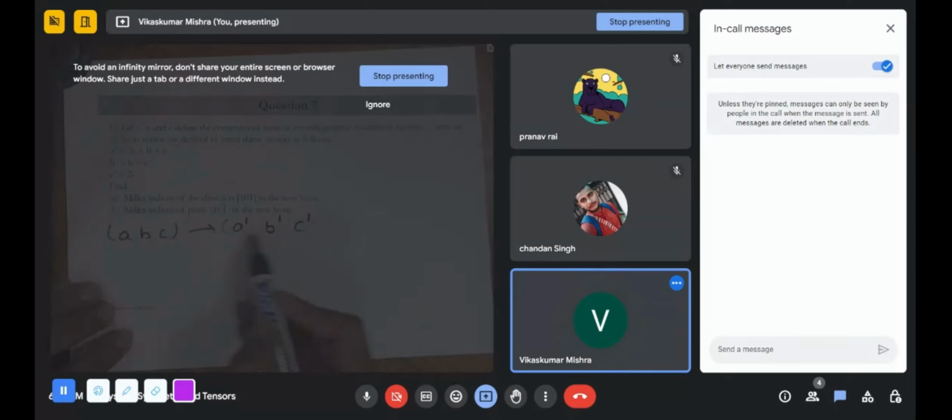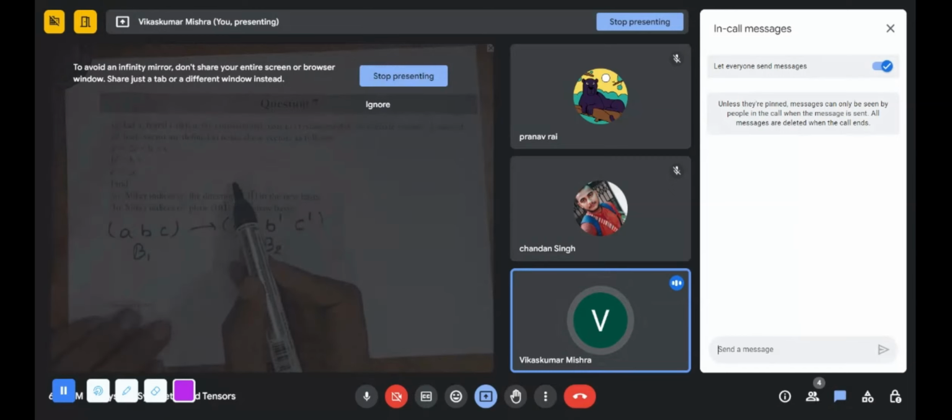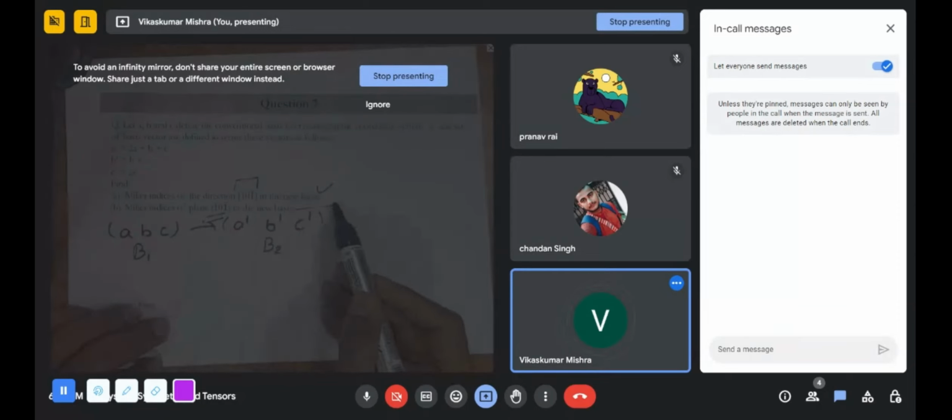So this was basis vector set 1, this is basis vector set 2. That is, we are transforming one basis to another basis. What we need to do is find the Miller indices of the direction in the new basis vectors. We also need to find the Miller indices of the plane in the new basis vectors. Let's focus on the first question first: we need to find the Miller indices of the direction 1 0 1 bar in the new basis.